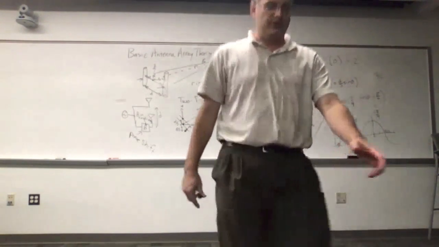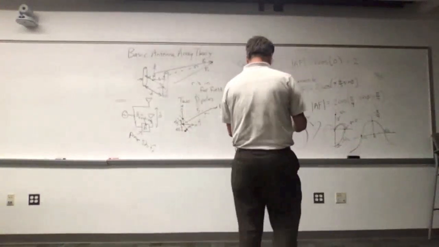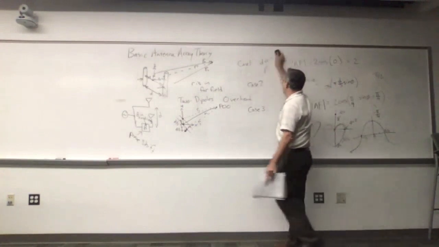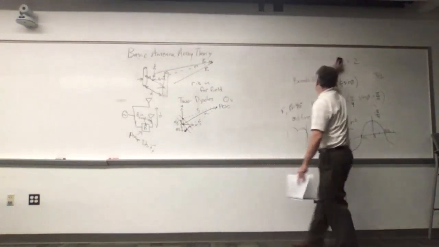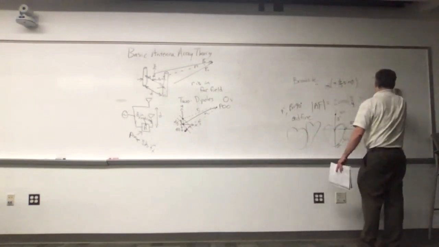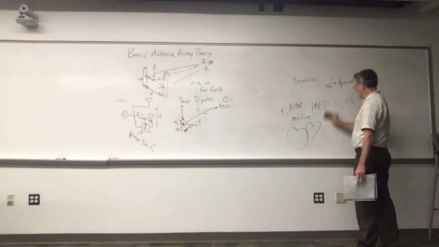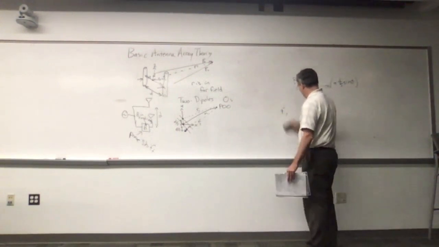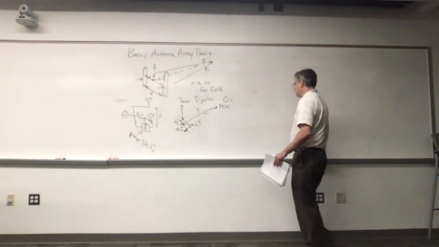Time for one more thing. The only type of array that you're going to need to know about in this class is something called the uniform linear array. Probably the most common way to implement them. You see them in everything from base station antennas to radar antennas.